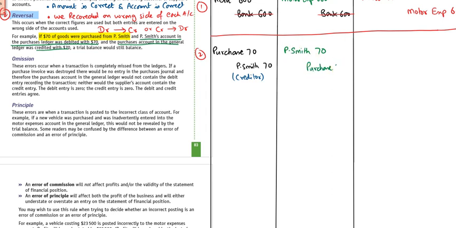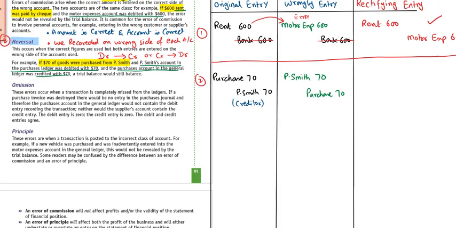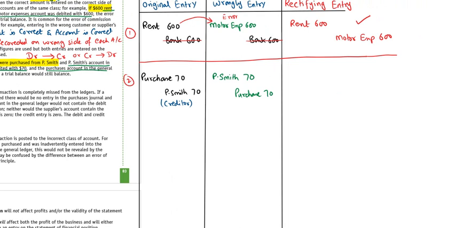So it means we will reverse all these entries. The debit we wrote as credit, and the credit we wrote as debit. So the amount is correct: here it is 70, 70, 70. The amount is correct and the accounts are correct: purchase, P Smith. But what wrong did we do? We recorded on the wrong side of each account. Debit written as credit, credit written as debit. So what will be the rectifying entry at the end of this?